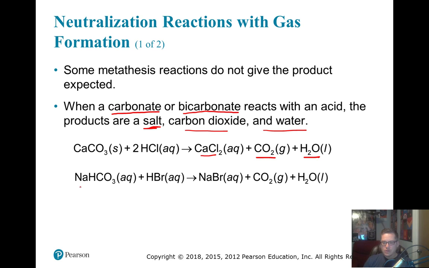All right, here's sodium bicarbonate. If we react that with an acid, we form the salt, right here, sodium bromide. But instead of forming H2CO3, again, that carbonic acid, we form carbon dioxide and water. All right, so that's the first reaction that you need to make sure of when you're doing a neutralization reaction: that you check to make sure you're not reacting a carbonate or a bicarbonate, because if you are, you're going to be forming carbon dioxide gas.